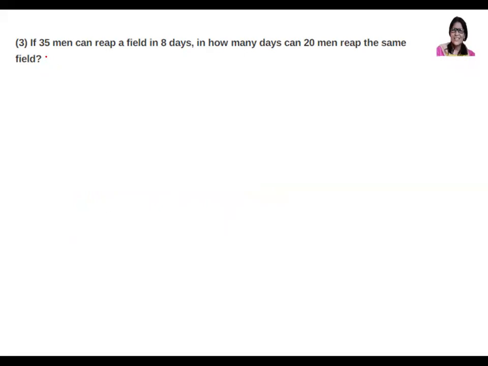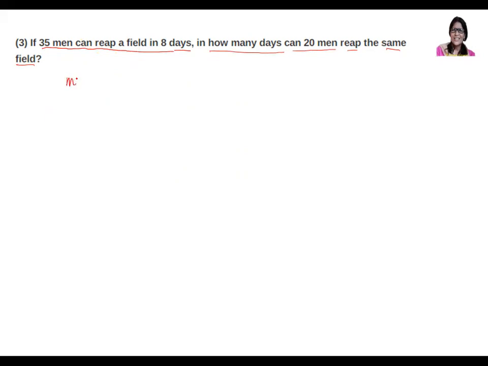Next is question number 3, it is a word problem or story sum. If 35 men can reap a field in 8 days, how many days can 20 men reap the same field? Same field means field is 1. Men and days, number of work. Where number of men will be more, they will take less number of days. So they are in inverse proportion.